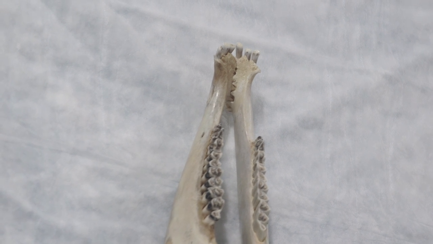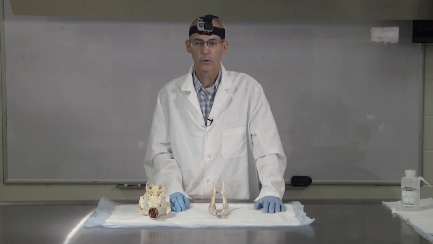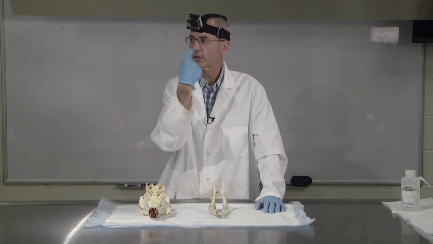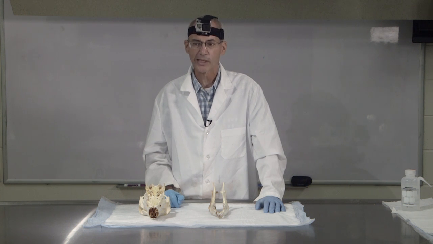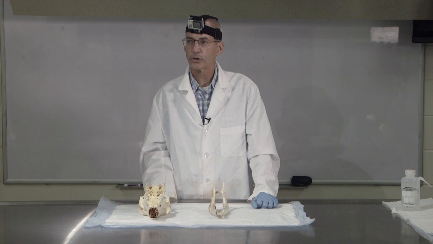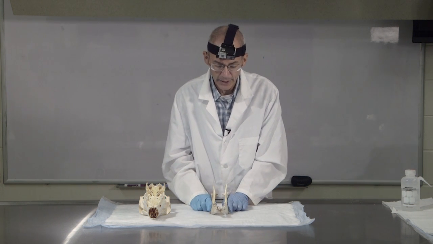If you've observed sheep chewing or cattle, you know that they grind their food in a kind of circular, clockwise, counterclockwise kind of motion. They chew kind of laterally, and having flexibility at that joint allows that to occur. So that's the first major difference.